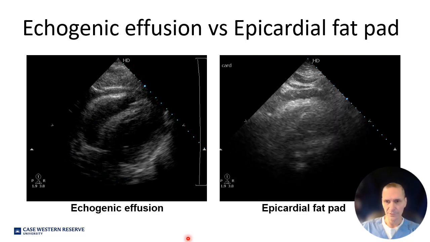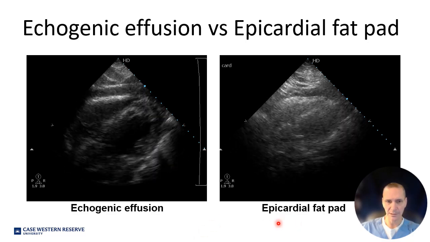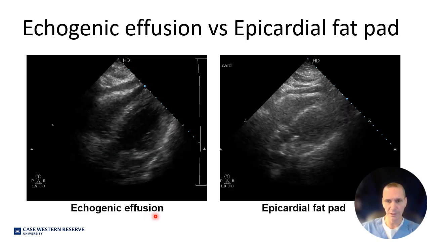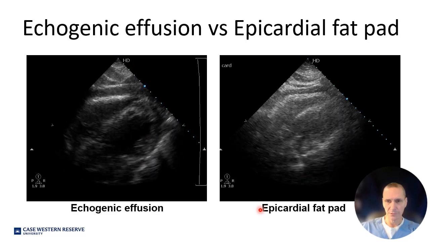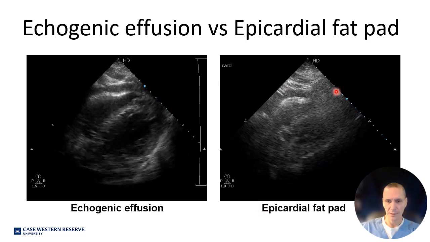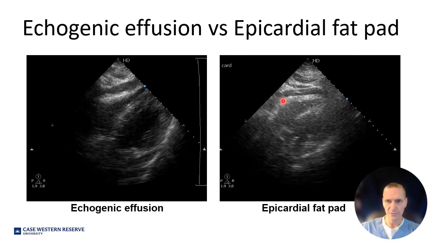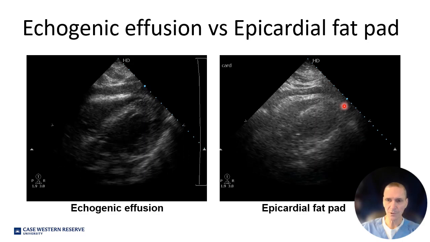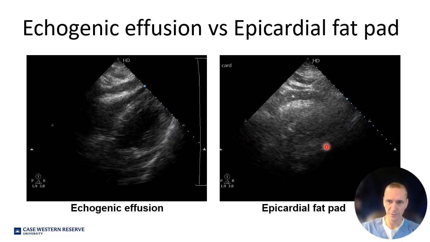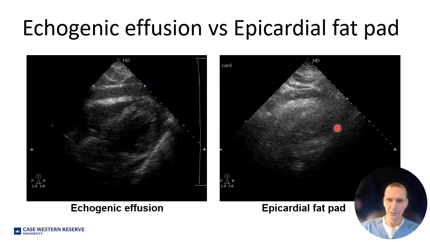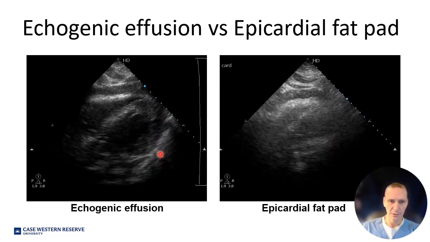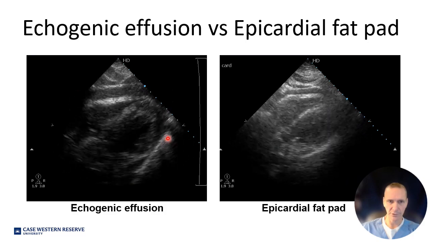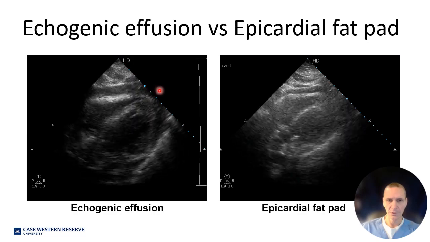I want to highlight the difference here between an epicardial fat pad and effusion or potentially hemopericardium. So notice on an epicardial fat pad, this is fat tissue that's on the heart. Notice how it doesn't travel all the way around the heart. Generally speaking, when you have fluid around the heart, you're going to find that the fluid will travel all the way around the heart.